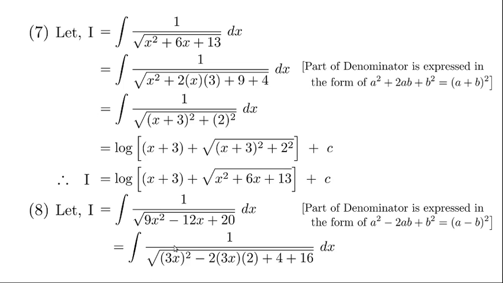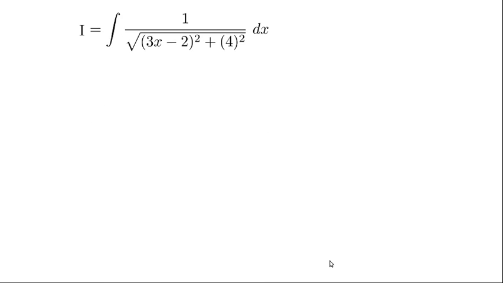The role of a is played by 3x. So it becomes 2ab, so b will be 2, the square of which is 4. So 20 is written as 4 plus 16. And this becomes integration of 1 upon root of 3x minus 2 the whole square plus 4 square dx.